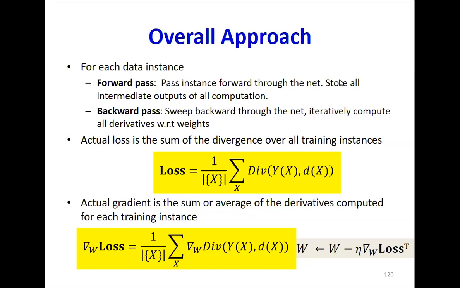But here is the overall training approach. You have a forward pass. For each data instance, you're going to pass the data instance through the network and store all the intermediate outputs. Then you sweep backwards through the network and iteratively compute all derivatives, the derivatives of the divergence with respect to all of the weights in the network. So the overall derivative of the loss is going to be the average of all of these divergences, and you'd use backprop to compute all of these derivatives, and finally use the gradient descent rule to update the parameters.